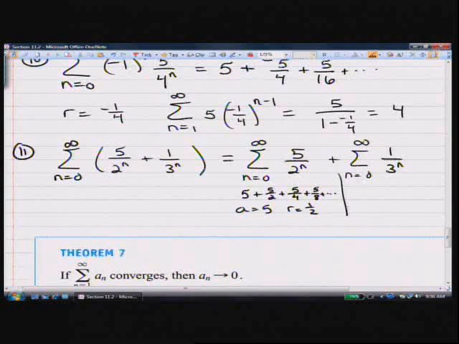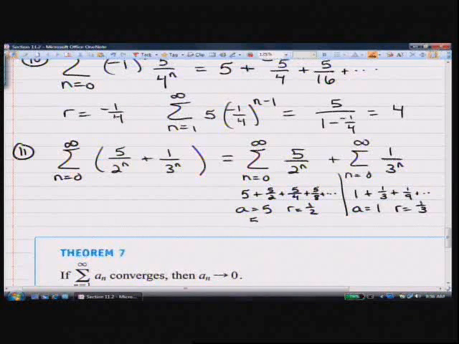Okay, and then for this one, any guess on the R? Or do you want to do a few? So it would be 1 plus 1/3 plus 1/9. What's that one? 1/3. Yeah. So A is still going to be 1, and R is going to be 1/3.